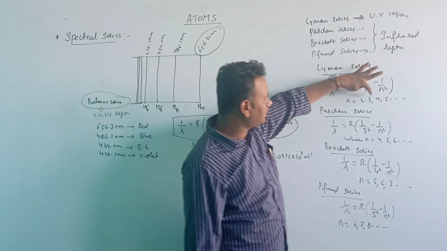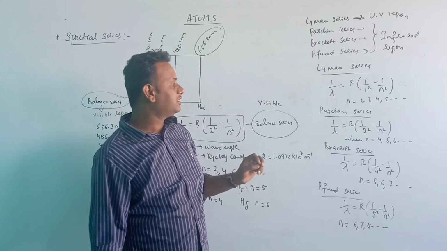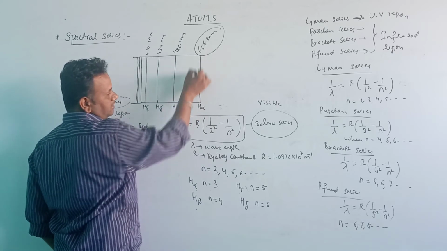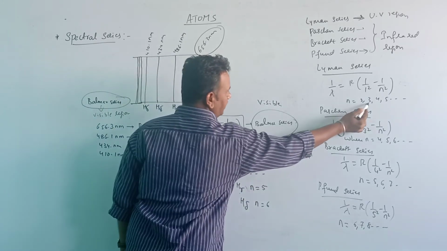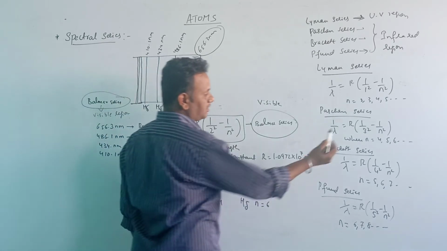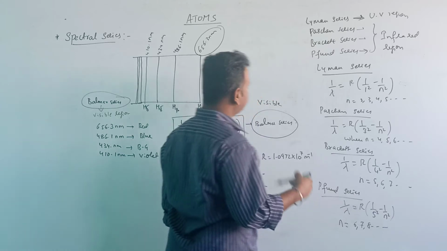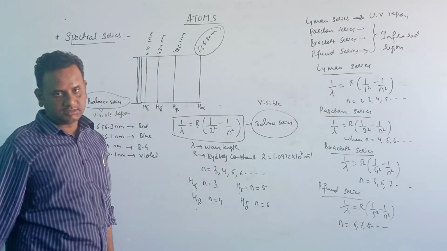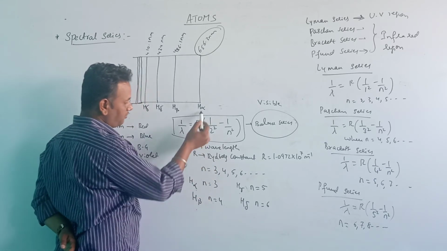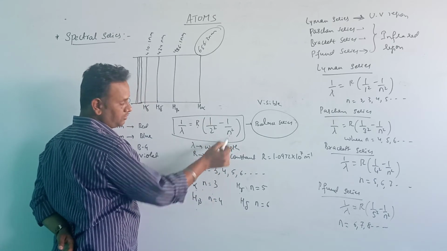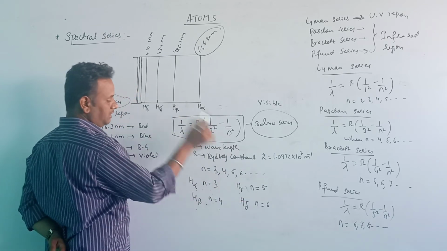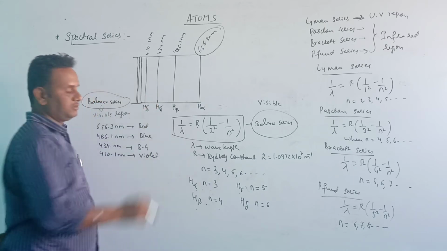So what are these values 2, 3, 4 indicating? The 2 indicates the first line of the Lyman series, and 3 indicates the second line of the Lyman series. Similarly here, 4 indicates the first line and 5 indicates the second. For H alpha, n equals 3 is the first line, n equals 4 the second line, n equals 5 the third line, and n equals 6 the fourth line.